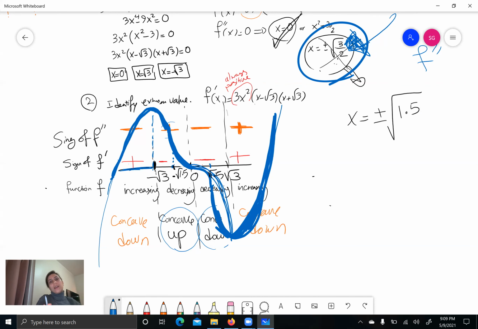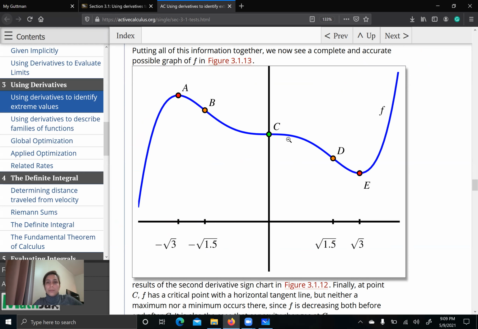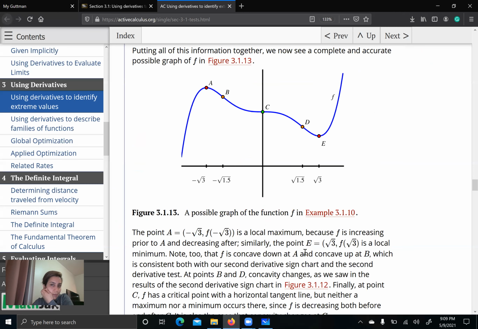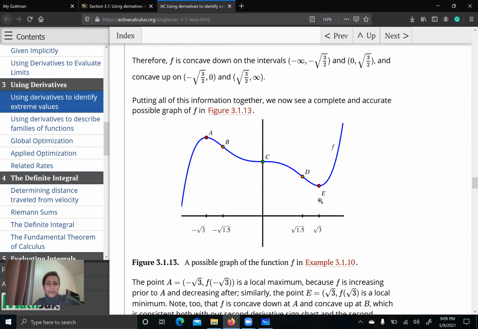So in my original drawing, I didn't incorporate a square root of 1.5. That was why my graph didn't look like the graph here, because I was missing in this picture the points B and D, the points for the square root of 1.5, positive and negative. So that was not a good idea. So we should incorporate all the critical points, all these values.